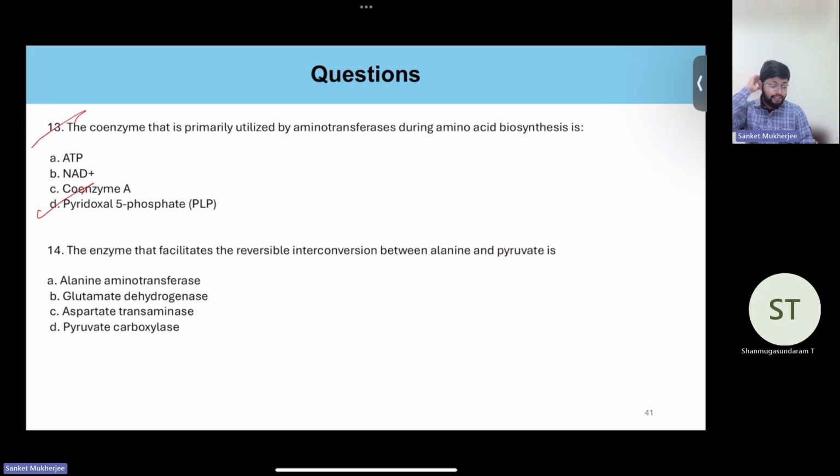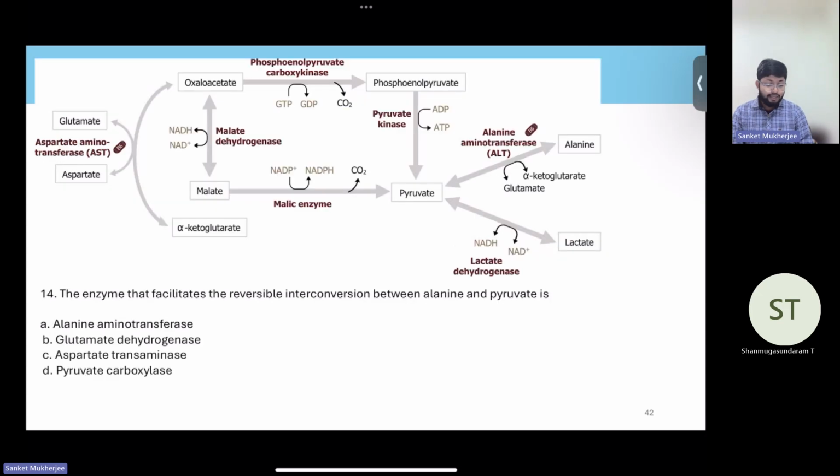The enzyme that facilitates the reversible interconversion between alanine and pyruvate is alanine aminotransferase, glutamate dehydrogenase, aspartate transaminase, or pyruvate carboxylase. So in this case, as you can see in the reaction here, alanine and pyruvate can be interconverted using the enzyme alanine aminotransferase, right? So that would be the answer to this question.